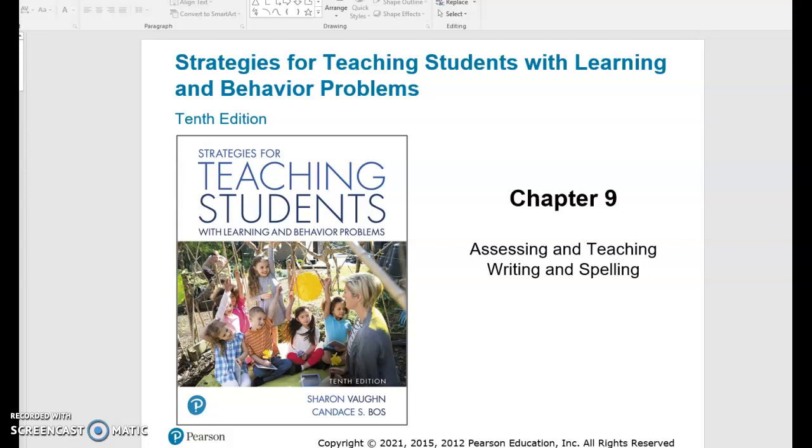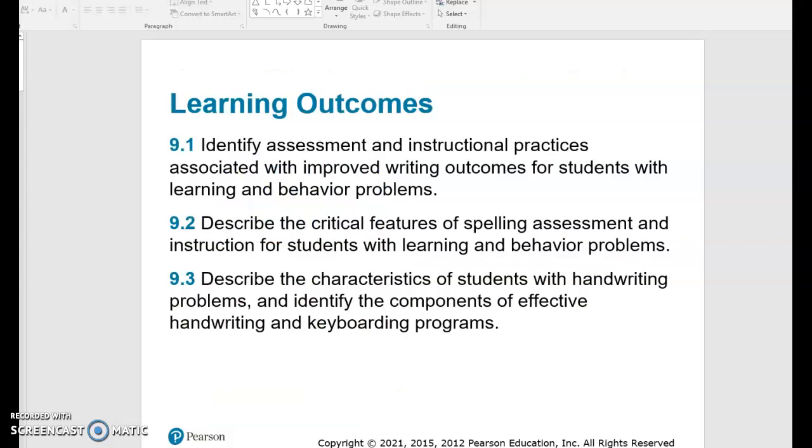This recording will cover Chapter 9 in your textbook, Assessing and Teaching Writing and Spelling. How many of you are dreading spelling? I don't know, it seems like a lot of people don't like spelling. But here are some learning outcomes.